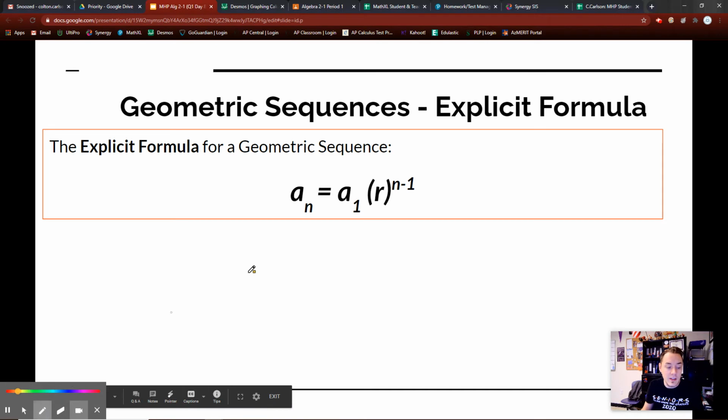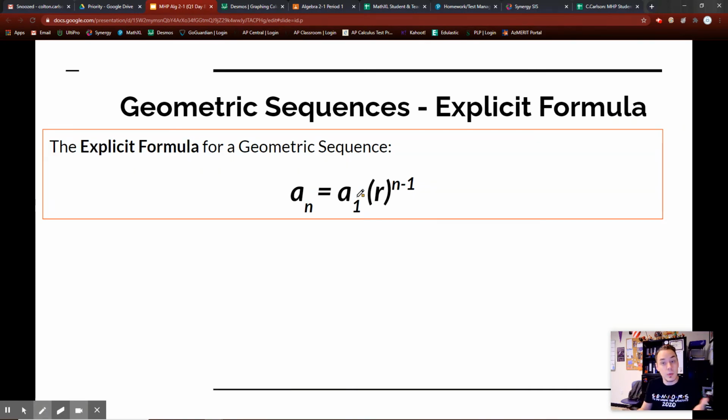It is very, very similar to the arithmetic explicit formula. In this case, it is a sub n equals a sub 1 times r to the power of n minus 1. Now, if you didn't know already, this actually looks very similar to exponential functions.